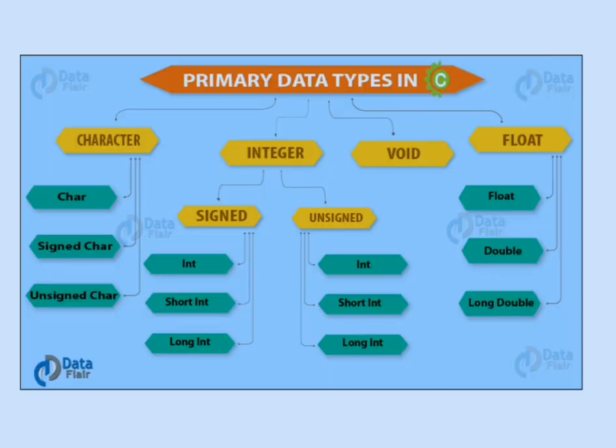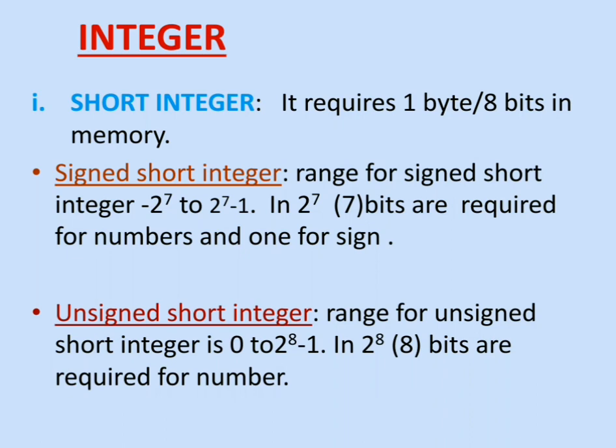Now let's have a look at the primary data types. Primary data types are further divided into 4 parts. They are character, integer, void and float. In the next slide we will see the 4 types in detail. So the first type is integer, which is further divided into 2 types, signed and unsigned, which are further divided into short integer, integer and long integer.